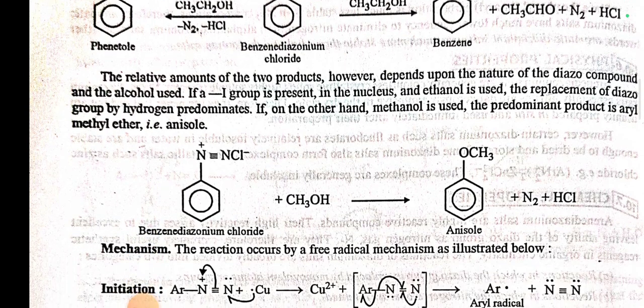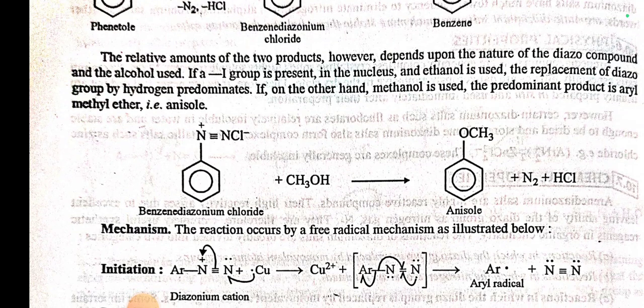The relative amount of the two products, however, depends upon the nature of the diazo compound and the alcohol used. If an alkyl group is present in the nucleus and ethanol is used, the replacement of the diazo group by hydrogen predominates. If, on the other hand, methanol is used, the predominant product is aryl methyl ether, that is anisole. Benzene diazonium chloride plus CH3OH gives anisole plus N2 plus HCl.